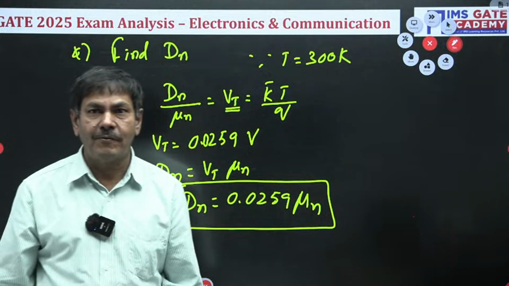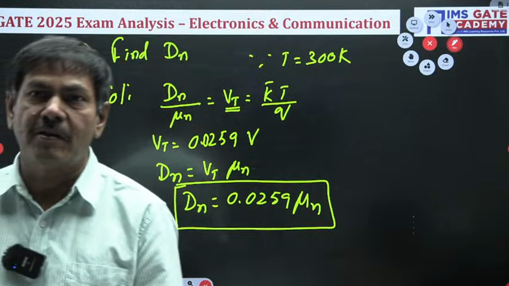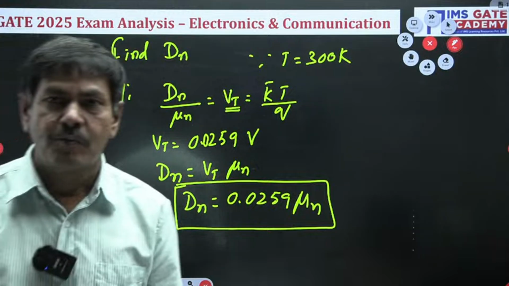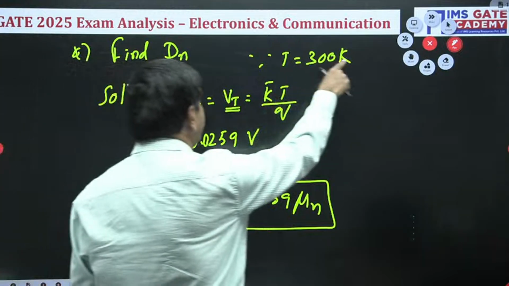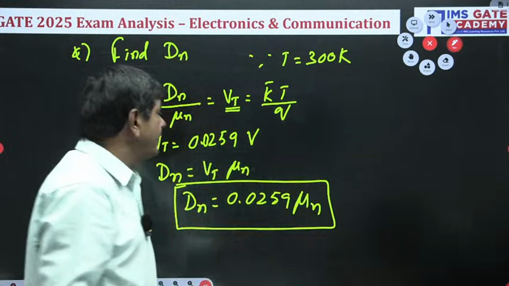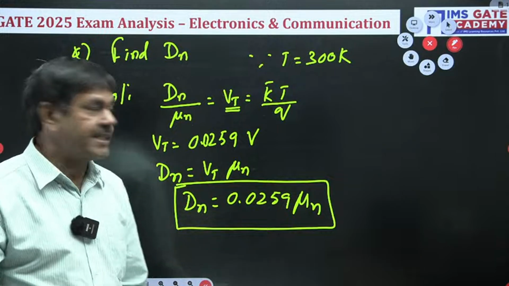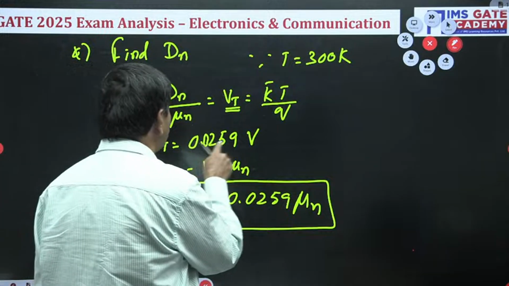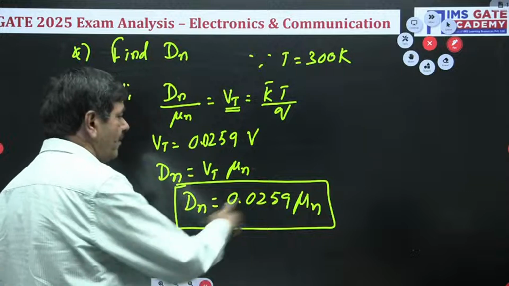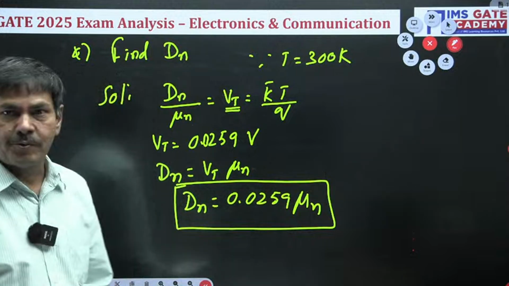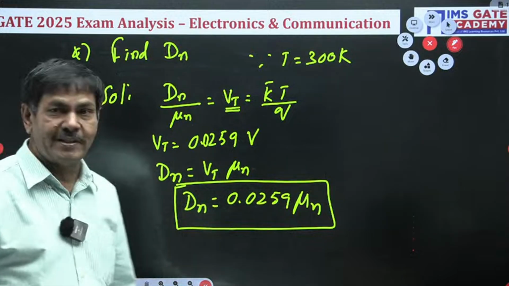Understand my point now? Followed anybody? Anybody has any doubt regarding this question? 26 millivolts at 300 Kelvin, you know. 26 millivolts equals 0.026, or 0.0259 most approximately. That much value is possible. I hope you followed. So far, these are the questions.